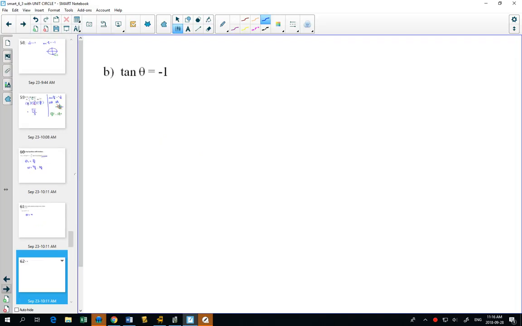Is tan ever 1? What family? Part of our pi over 4 family, so I already know that my reference angle is pi over 4. When is tan negative? 2 and 4. So what's pi over 4 in quadrant 2? 3 pi over 4. What's the pi over 4 family in quadrant 4? 7 pi over 4. This is a lot faster than using our calculator.